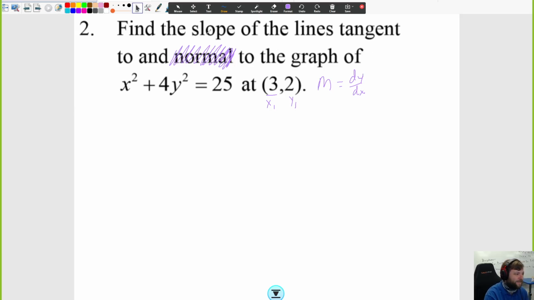All right. So let's do this. Derive everything. I don't care if you do this notation every time, but whatever. So that's 2x plus 8y times dy dx equals 0. People always forget. They just leave it as 25.